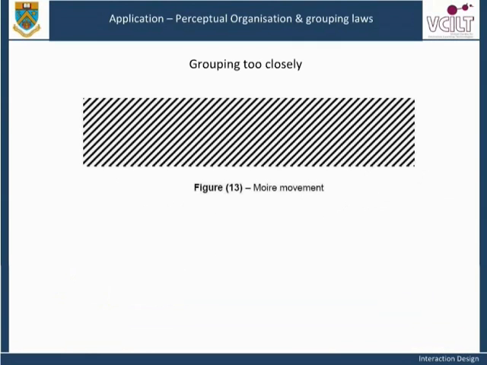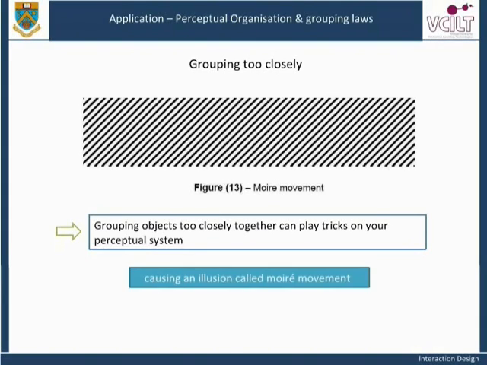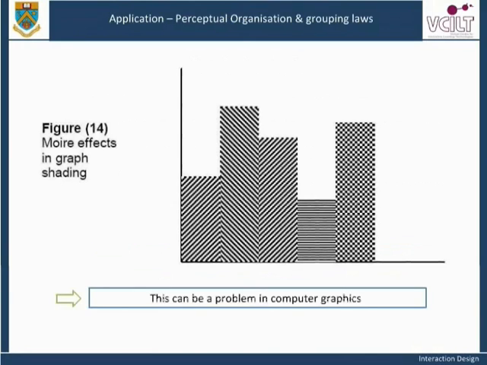Grouping too closely. Grouping objects too closely together can play tricks on your perceptual system, causing an illusion called Moiré movement. Stare at the following image, 13, and you should experience the effect. This can be a problem in computer graphics, as in figure 14.